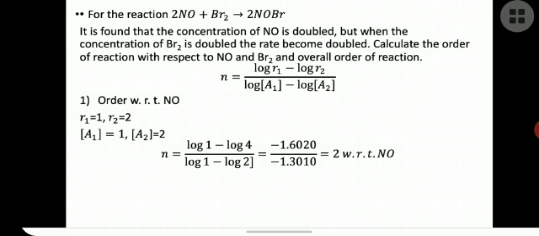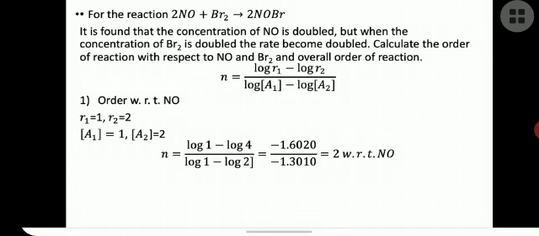I suggest you read the problem again. For the reaction 2NO plus Br2 gives 2NOBr, it is found that when the concentration of NO is doubled, and when the concentration of Br2 is doubled, the rate becomes double. Calculate the order of reaction with respect to NO and Br2 and overall order of reaction.